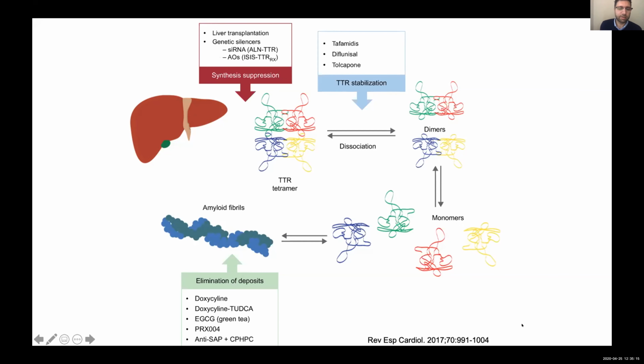Doxycycline is something that we have, and people can take it. But the study that we're looking at is the PRX with the antibody that goes and attacks these fibrils to remove them from the body.